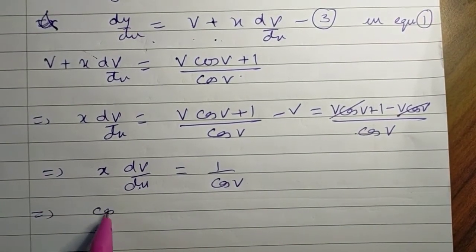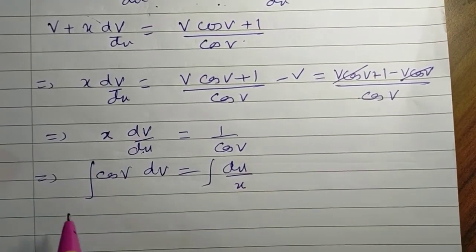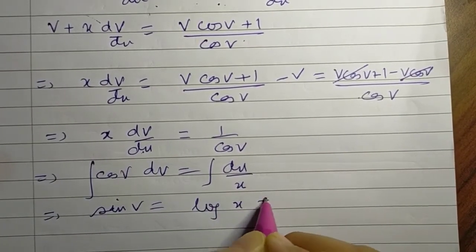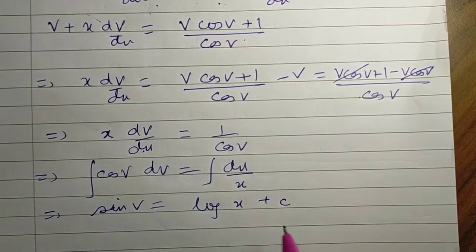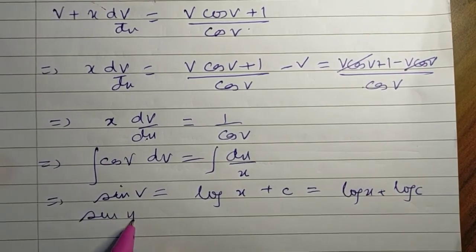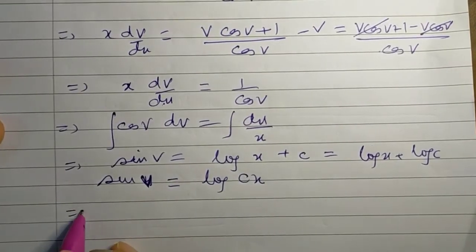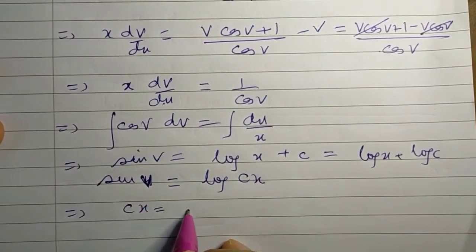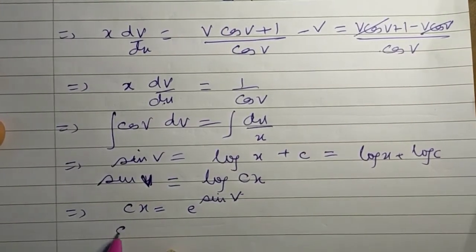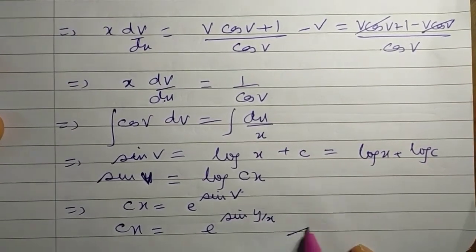Now separating the variables, we get cos v dv is equal to dx over x. Integrating both sides, we get sin v is equal to log x plus c. You can write it as log x plus log c, so that sin v comes out to be log of cx, so that we get cx is equal to e raised to the power of sin v. Substituting back the value of v, we get cx is equal to e raised to the power of sin y by x, which is the answer.